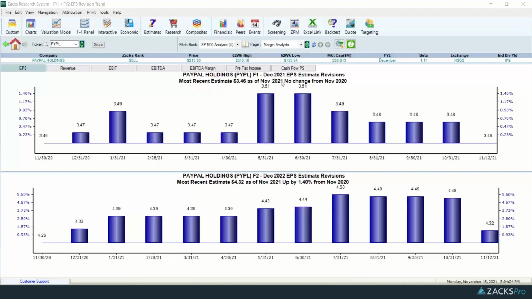And you can see the real problem here for PayPal, right? Despite all the optimism and this new agreement they have for Amazon, we still don't have any change in the FY1 estimate for December 2021.